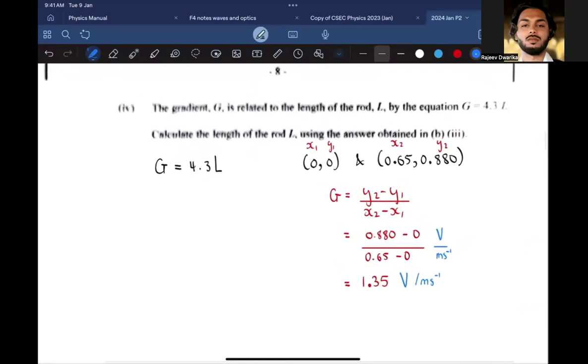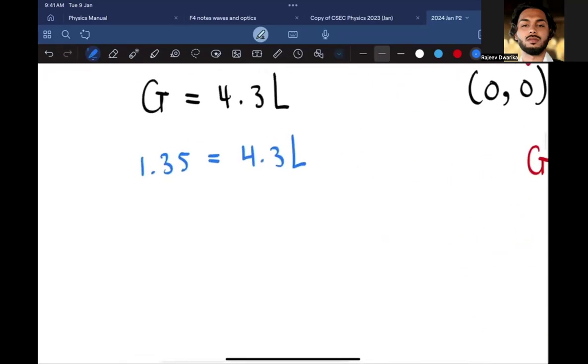And they're saying they want us to calculate the length of the rod, right? They want us to find L. And so they're saying G is equal to 4.3 L. So G is 1.35, we just found that. And that's supposedly equal to 4.3 times the length. So now I need to find the length. Right now, I have L being multiplied by 4.3. So what would I have to do on both sides to find L?